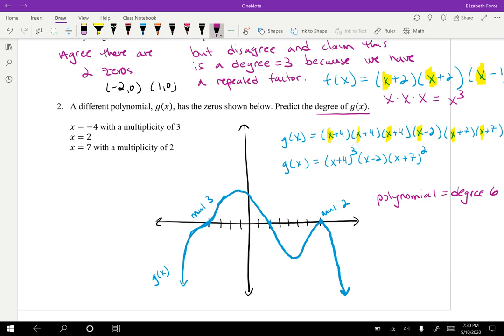How do you think you would get that answer without actually having to write it out in that top expanded form? You add up your exponents. You've got a 3, a 2, and an invisible 1 there, right? 3 plus 1 plus 2 is equal to 6.